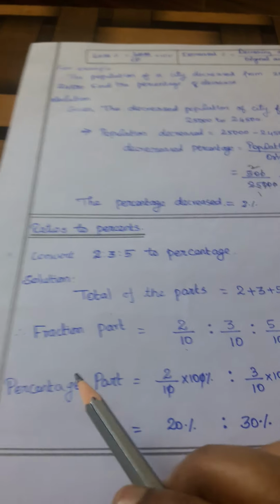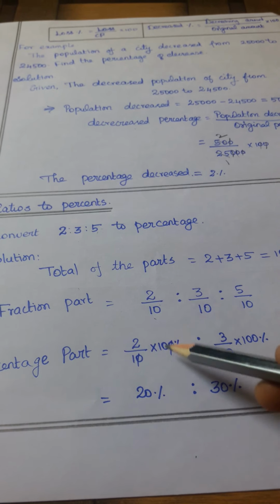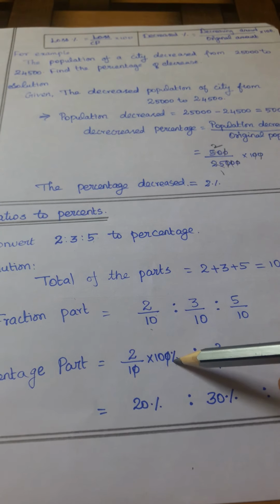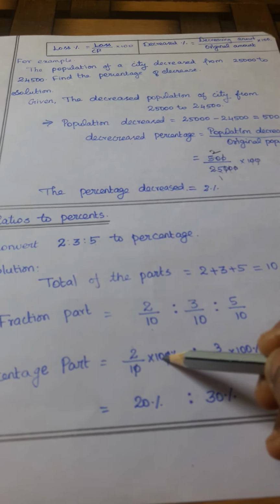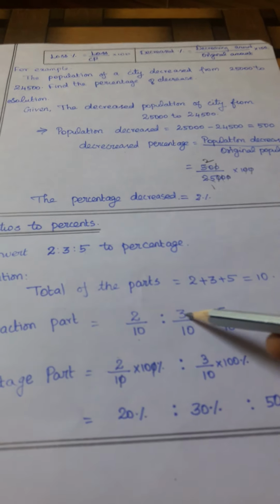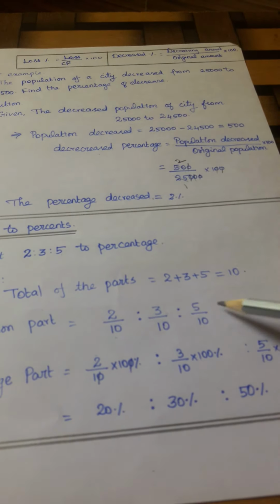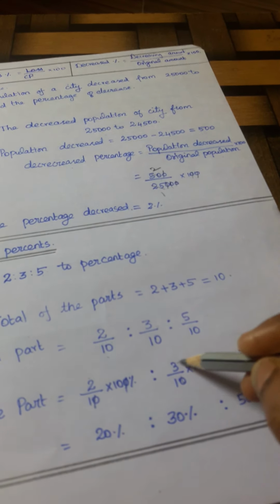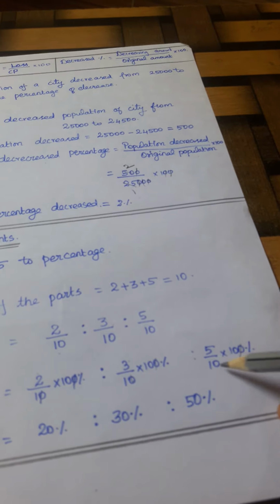The next step is the percentage part. For the percentage part, we just multiply each fraction by 100%. So 2 by 10 into 100%: we cancel the zeros, and 2 tens are 20%, which is our required answer. In the same way, 3 by 10 into 100% and 5 by 10 into 100%. Cutting the zeros, 3 tens are 30% and 5 tens are 50%. That's our answer.